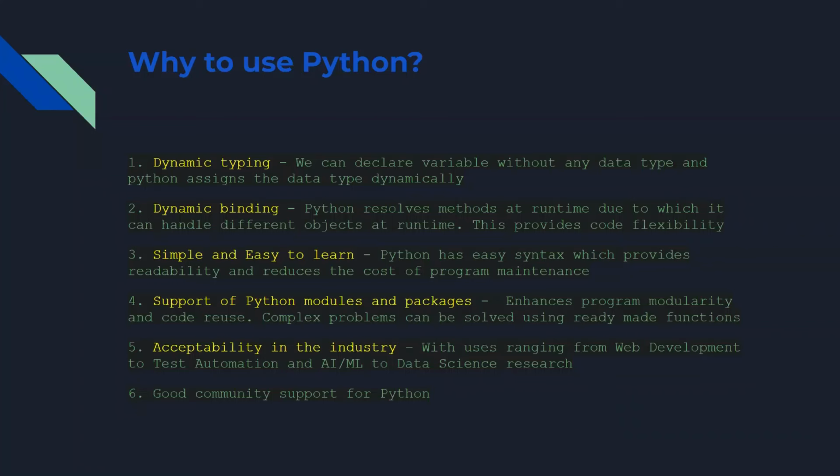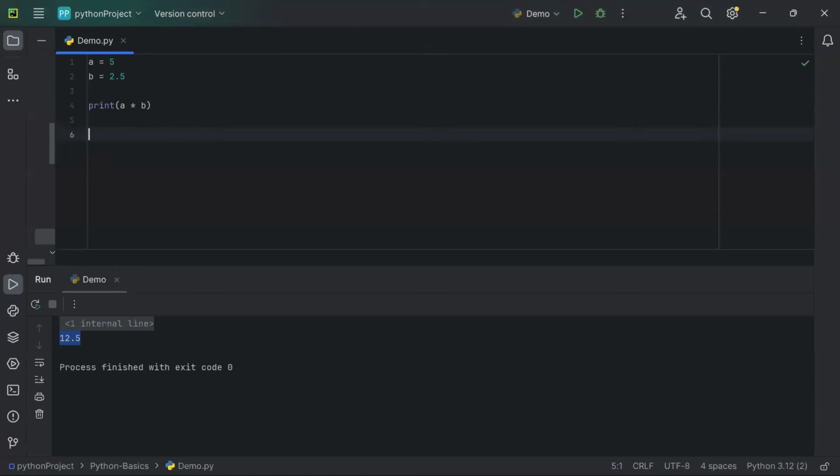Now, moving on to the third one, Python is quite simple and easy to learn. Python has very easy syntax, which provides readability and also reduces the cost of program maintenance. To show this, let me write a simple program where I have a string. This is an example of a string, enclosed in inverted commas. Basically, strings are nothing but a sequence of characters, right?